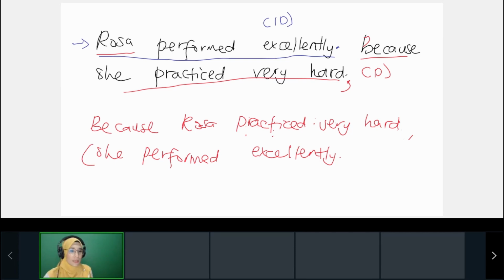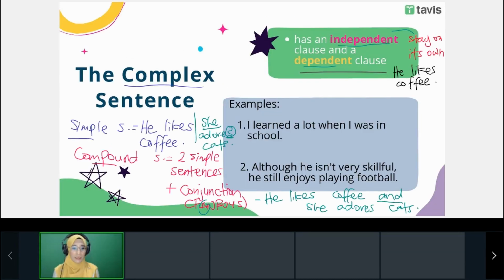Again, we know that this is the ID, the independent clause. She performed excellently. Because Rosa practiced very hard, this is the dependent clause. It needs something to make a full sentence. All right, everyone? So that's a little bit about complex sentences. Any one of you still struggling? I hope you are not, because I have already reviewed and simplified it for you.